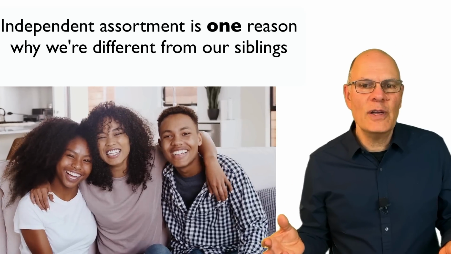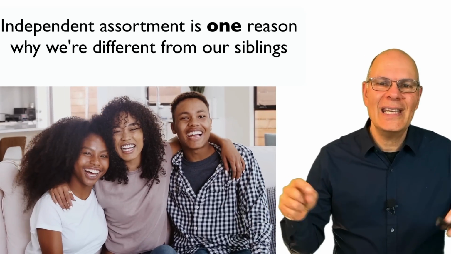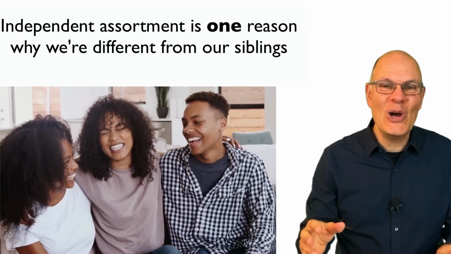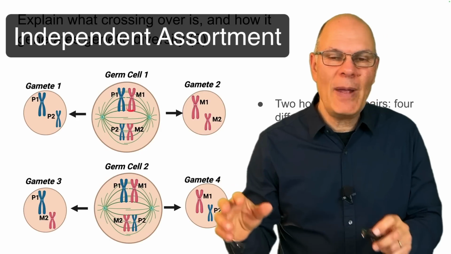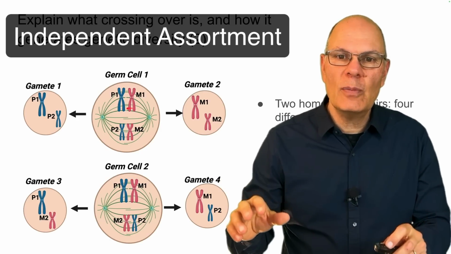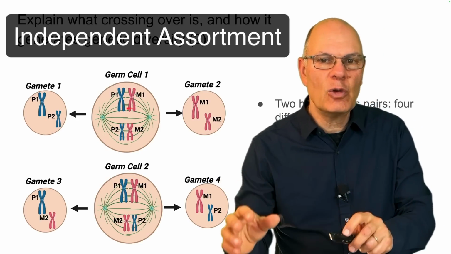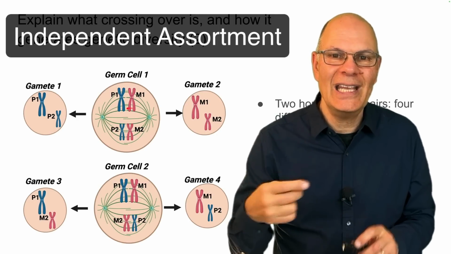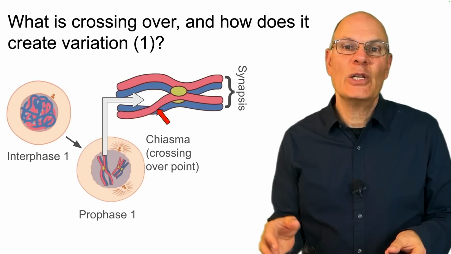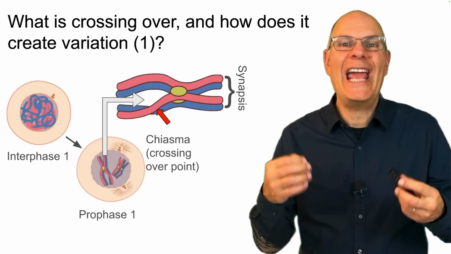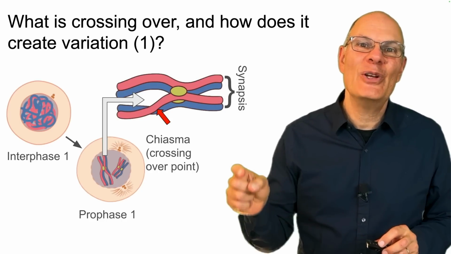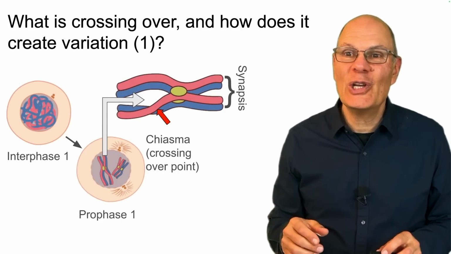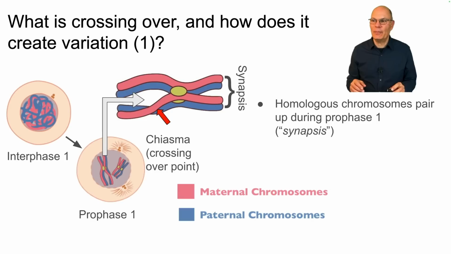You ever wonder why you're different from your siblings? This is only one of the reasons why. That's why meiosis is so phenomenal. So this is independent assortment. What every chromosome does is independent of every other chromosome pair, and that creates tremendous diversity in the offspring. Independent assortment is a phenomenal engine for creating diversity, but there's yet another one in meiosis. That's crossing over. What is crossing over, and how does it create variation?